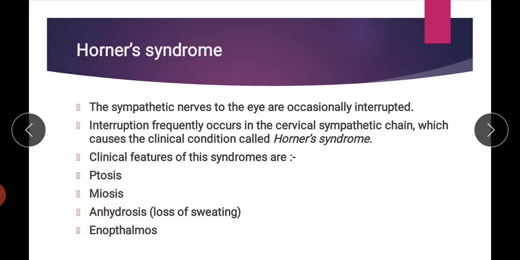Okay, so these are all the clinical features of Horner syndrome. So with this we have completed the visual reflexes.